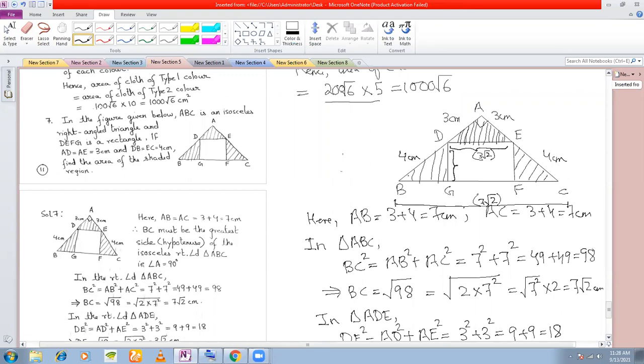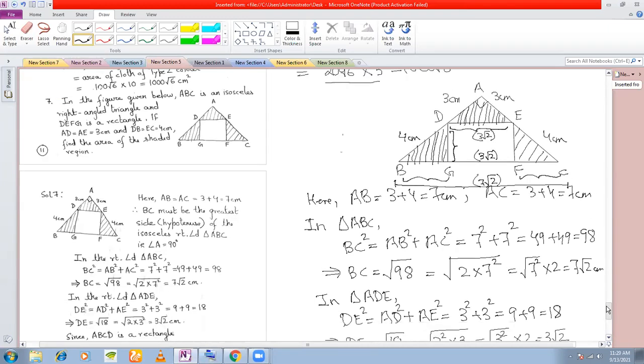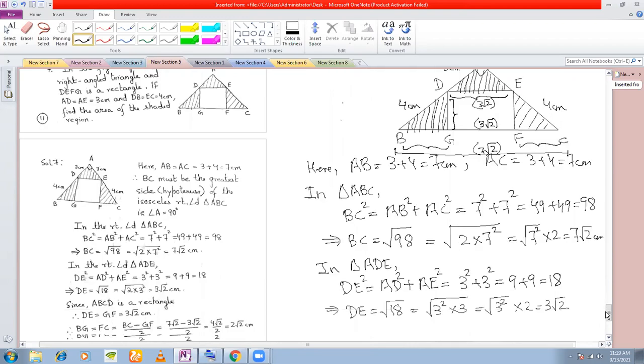How to find out the breadth? If you see, this is also a right angle triangle. DBG is a right angle triangle in which DG is the perpendicular, DB is the hypotenuse. But what about this length? How will you find out this length? You see that BG and FC, these two lengths are equal, isn't it? And the entire length, how much have you found out? 7 root 2. So therefore, what can you write? BG plus GF plus FC must be equal to 7 root 2.